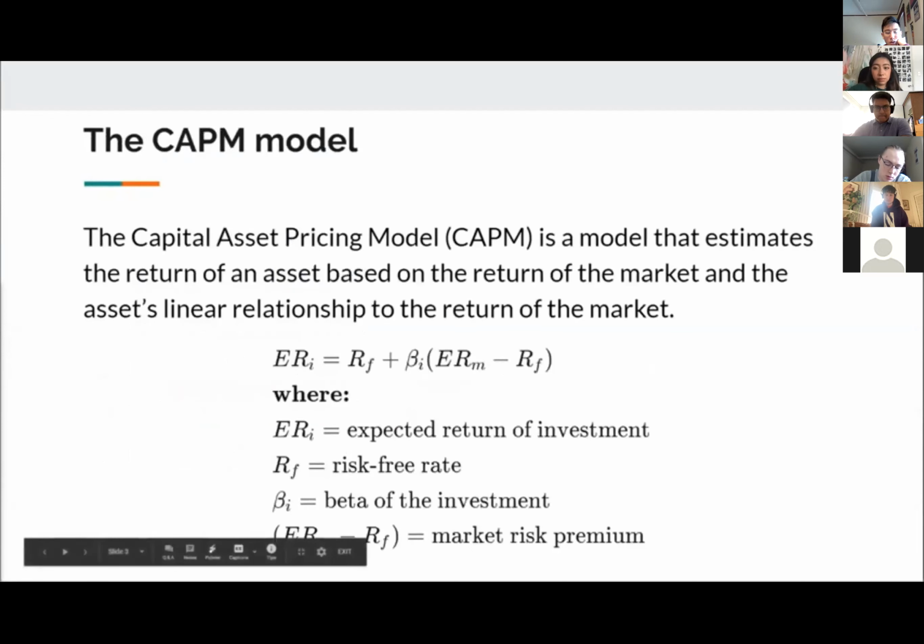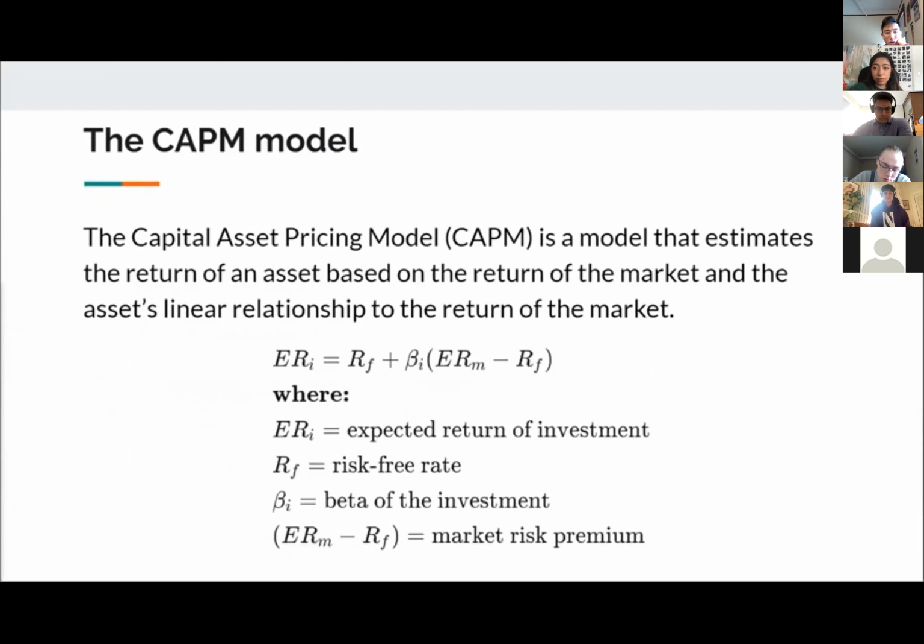So I'm going to introduce the CAPM model widely used in finance. It is short for the capital asset pricing model. It is a model that estimates the return of an asset based on the return of the market and the asset's linear relationship to the return of the market.